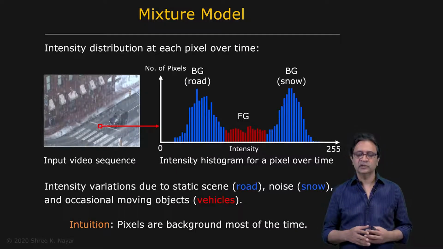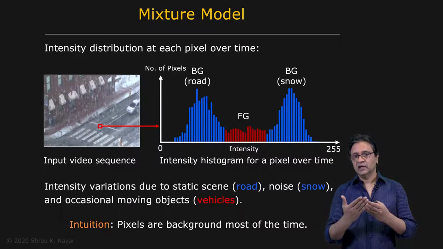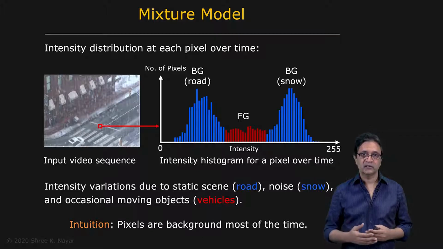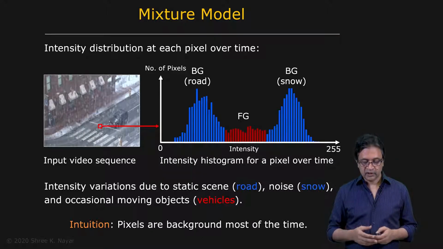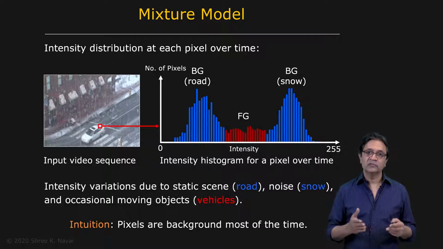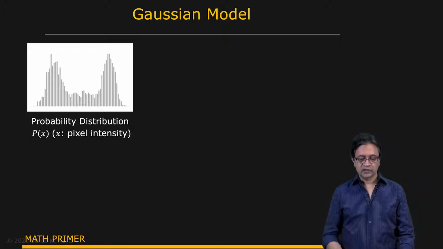So the intuition here is that pixels are background most of the time. It has to be, because if a car comes in and sits on a pixel and it stays there, then at some point you have to declare that car as being a part of the background because it's now become a part of the static scene. All right, so with that intuition in place, we're going to try and model this distribution and then classify pixels as belonging to the background or the foreground. So for that, we're going to use this Gaussian model.